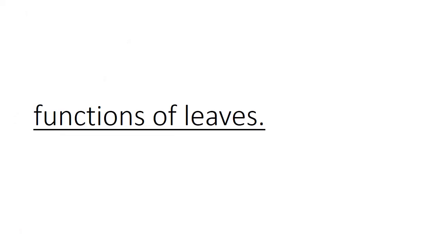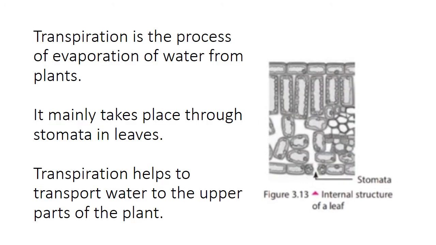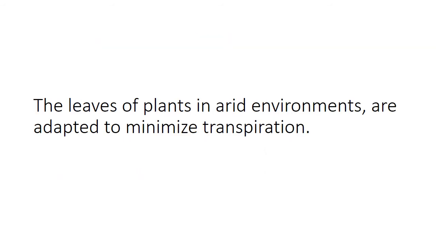Let's discuss the functions of leaves. As the first one, transpiration is the process of evaporation of water from the plant. It mainly takes place through the stomata in leaves. This figure shows you the internal structure of leaves with the stomata. Transpiration helps to transport water to upper parts of the plant. The leaves of plants in arid environments are adapted to minimize transpiration. Let's see what those adaptations are.